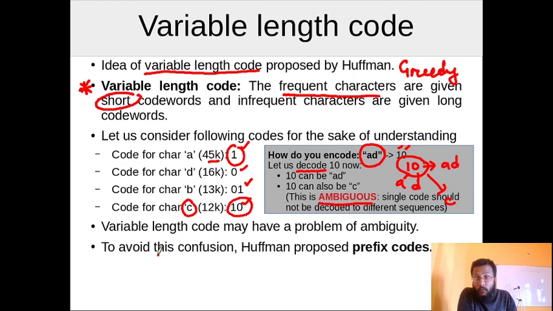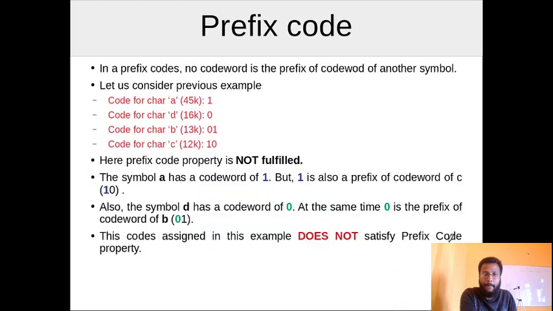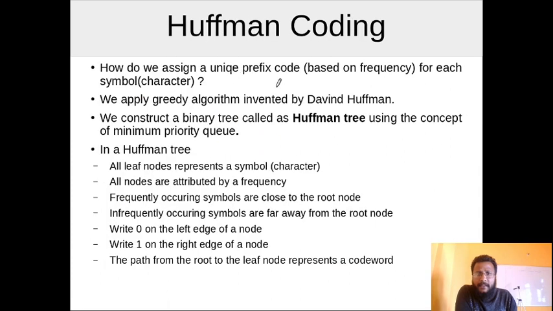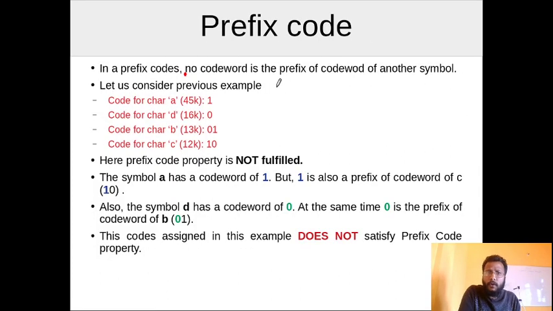Okay. So, to avoid this confusion, Huffman proposed something called a prefix code, which is a very interesting concept, the core concept of Huffman coding. Now, let us see what a prefix code is. It is very simple. In a prefix code, no code word is a prefix of the code word of another symbol. We will try to understand what this means.